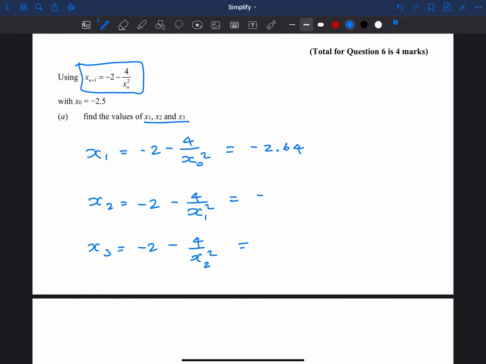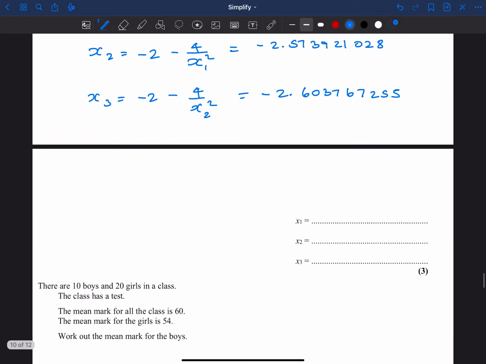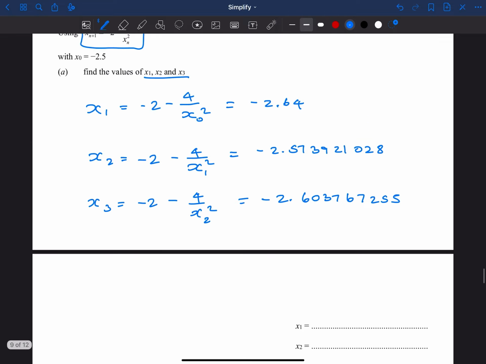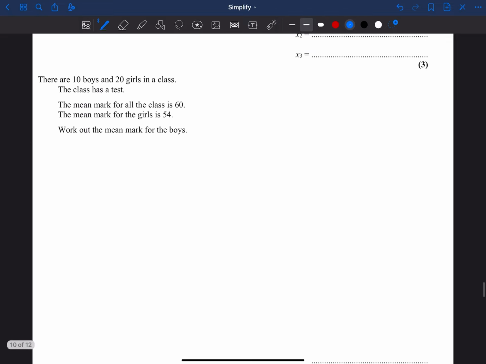Then the second one is minus 2.573921028. You must write the whole thing. The next one is minus 2.603767255. Okay, you just write the whole thing and then it should give you that one. Okay, good, that's it. Next one, mean question.